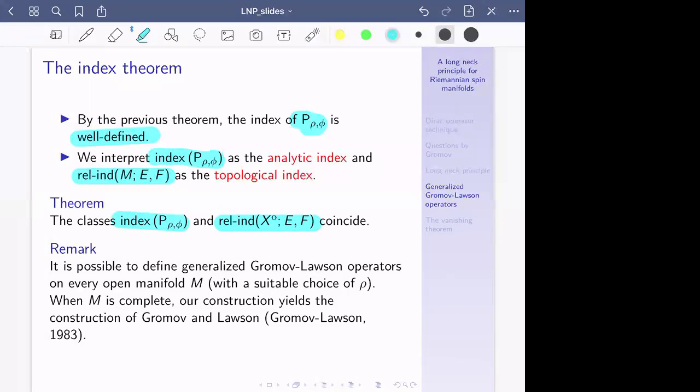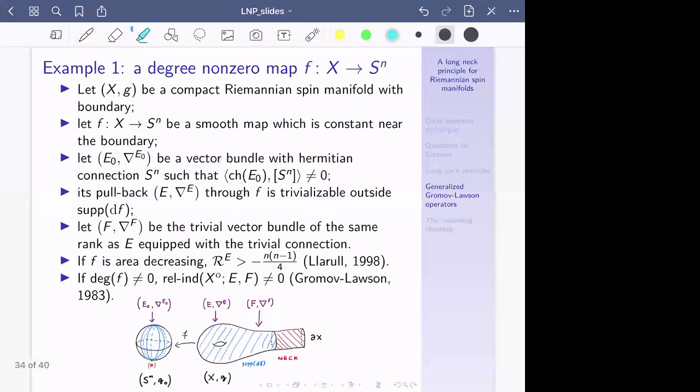And here, I also want to point out that when the manifold is complete, first of all, it's possible to define this kind of generalized Gromov-Lawson operators with different choices of the rescaling function rho. When M is complete, then you can pick rho to be just equal to one. The operators are already essentially self-adjoint, and in this case, this construction yields the classical construction of Gromov and Lawson from their paper from 1983.